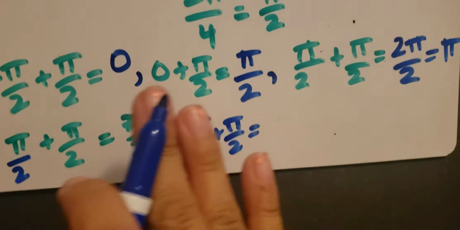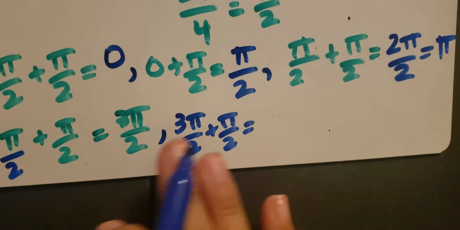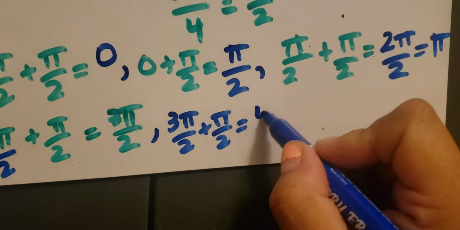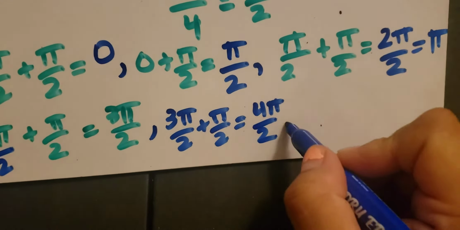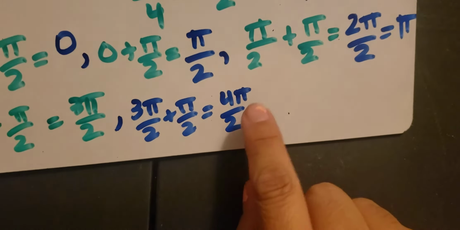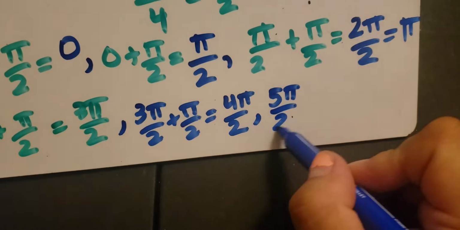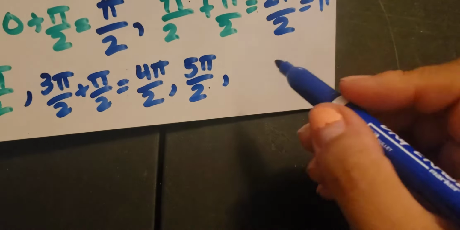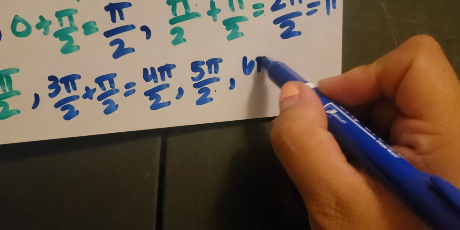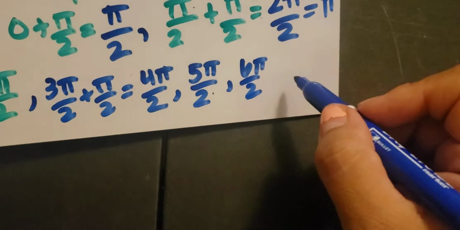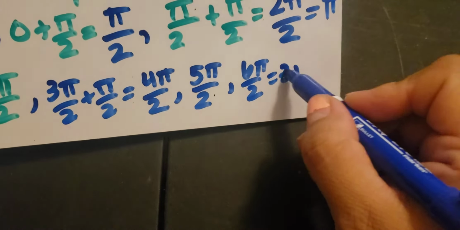I was going on a trend with my colors, and then I switched it up and it messed up. So 4 pi over 2. Okay, add pi over 2, because by now you'll start to get the pattern. You get 5 pi over 2. Add pi over 2, you get 6 pi over 2, which basically is the same as 3 pi.